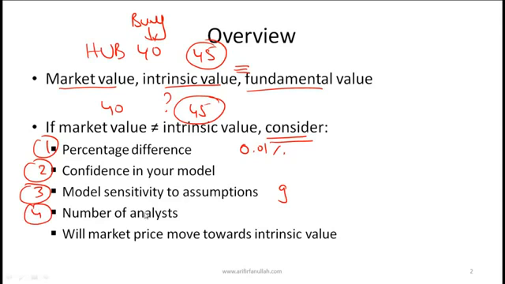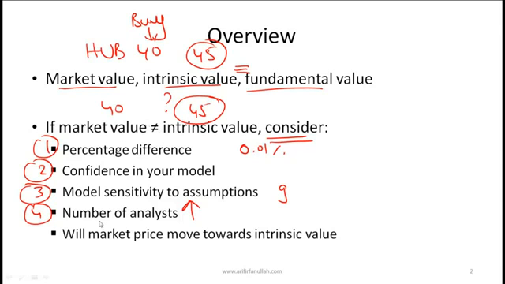Fourthly, look at the number of analysts who are tracking this stock. If the number of analysts tracking the stock is high, then it is highly unlikely that there is a major inefficiency. So then it is more likely that there is something wrong with your model. On the other hand, if a given stock is not tracked too much by many analysts, then there is a higher chance that there is an inefficiency that manifests itself in the form of a difference between market value and intrinsic value.